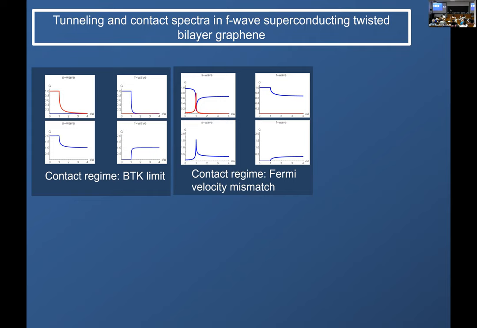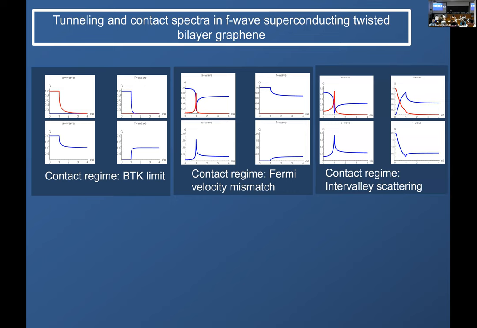So what happens is that the mismatch in Fermi velocities changes a lot the Andreev scattering in the S-wave phase. But there is something else you can do, which has also been mentioned by Ali. The tip is a short range scatterer itself. So you can mix the valleys. You can jump from one valley to the other. And that changes a lot what happens in the F-wave system. It doesn't change much what happens in the S-wave case.